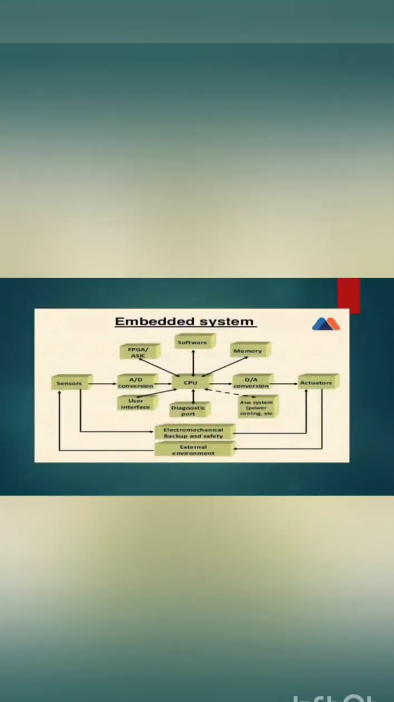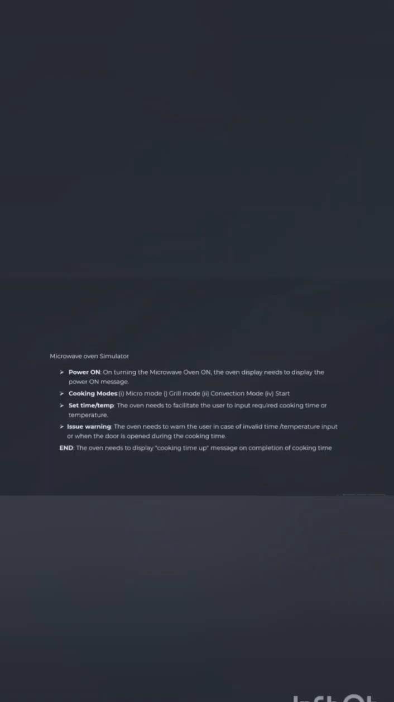In the next slide, we learn about the main components of an embedded system. In this picture, we can see that all the components are connected to the CPU in a grouped format. There are sensors, interfaces, ADC conversion, FPGA software, memory, power supply, power cooling, diagnostic port, actuators, external environment.